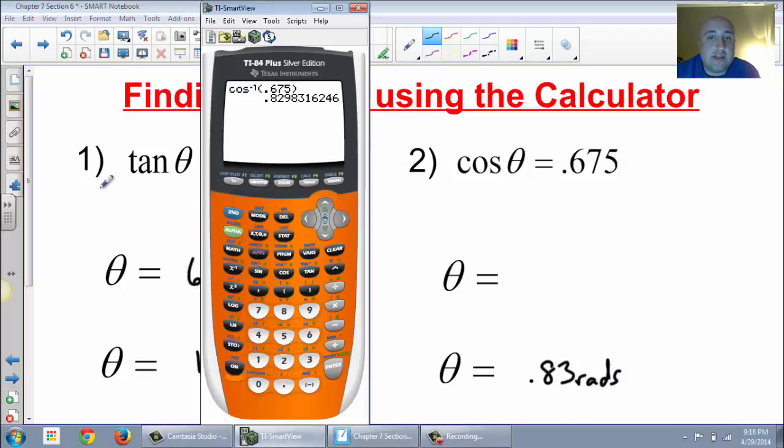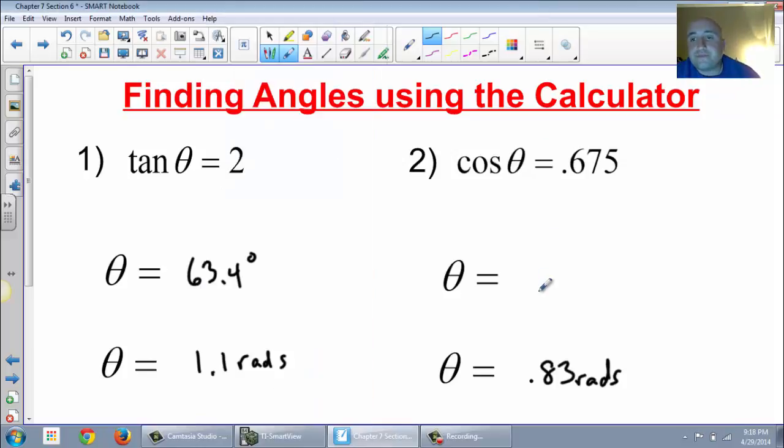Now if I go back to my calculator and I change my mode to degrees, it will give us our angle measure in degrees. So second cosine 0.675, close the parentheses, enter, 47.5 degrees. Okay, 47.5 degrees is our answer.